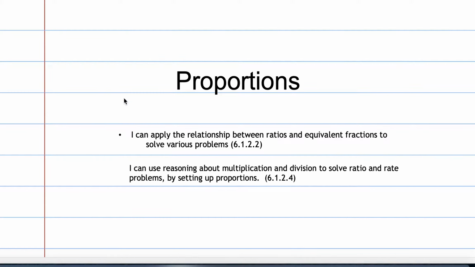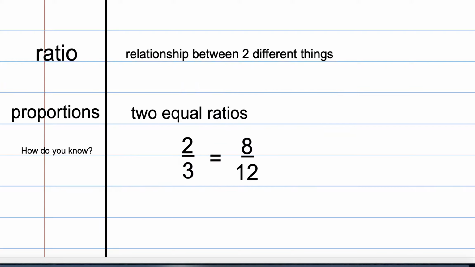Proportions. I can apply the relationship between ratios and equivalent fractions to solve various problems, and I can use reasoning about multiplication and division to solve ratio and rate problems by setting up something called proportions.